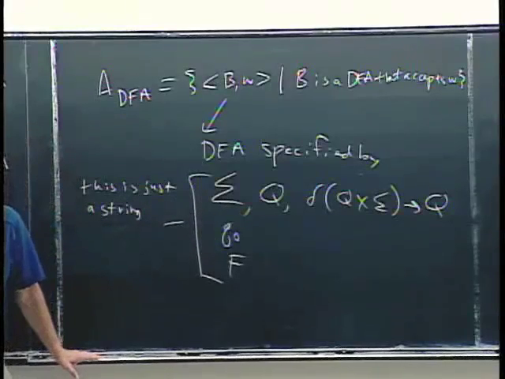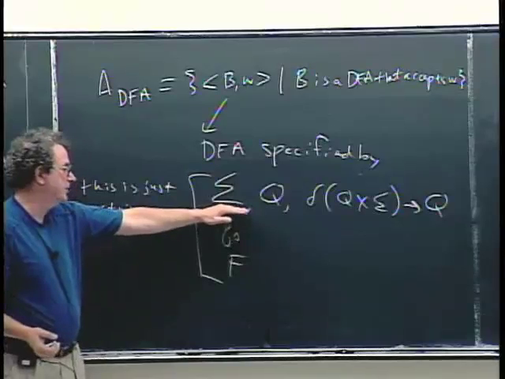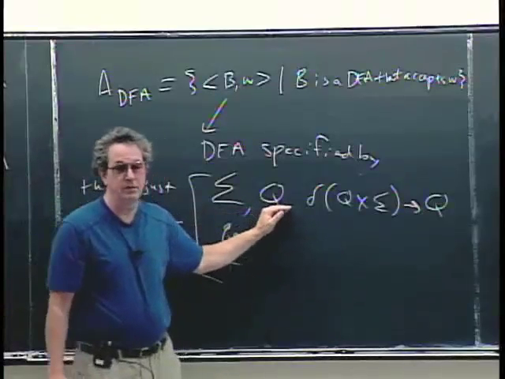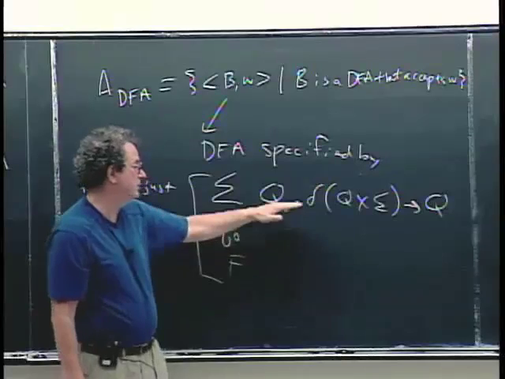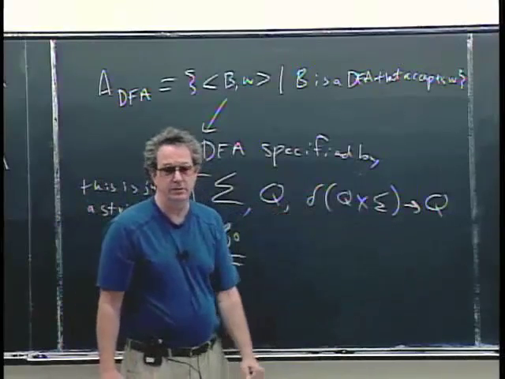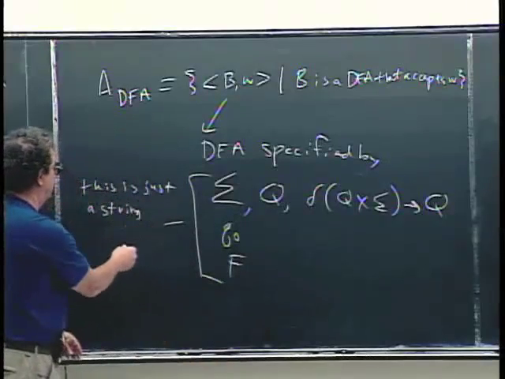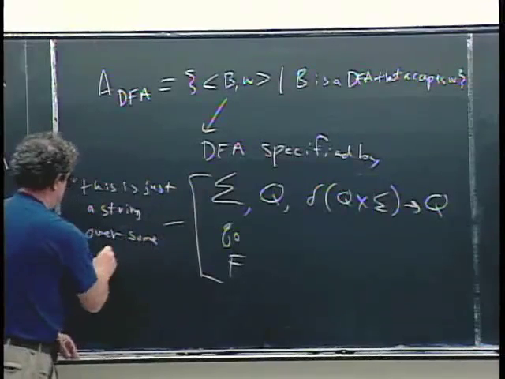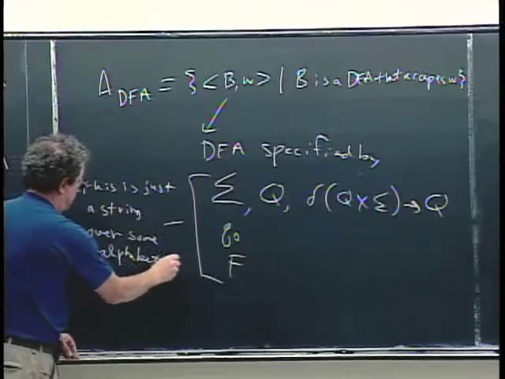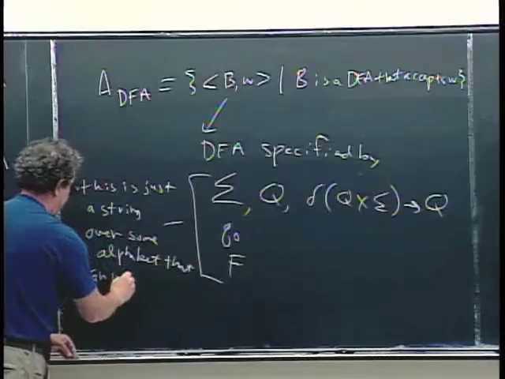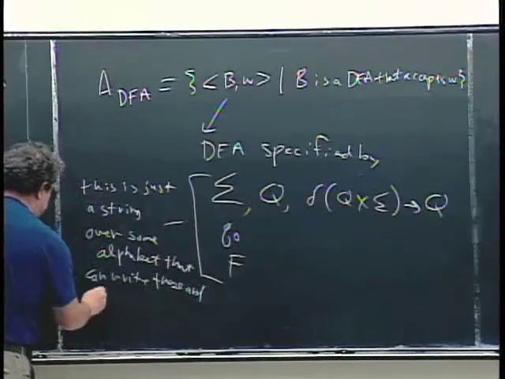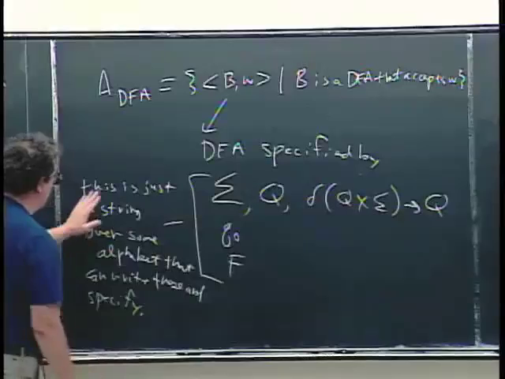Now, when I write this out as a string, I'm going to probably need some additional characters like delimiters. Something that says this is where my description of the alphabet ends, and this is where my description of the states begins, and here's where it ends, and this is where the transition rules are, and so on. So I can have a string over some alphabet that can write these and clearly specify them.